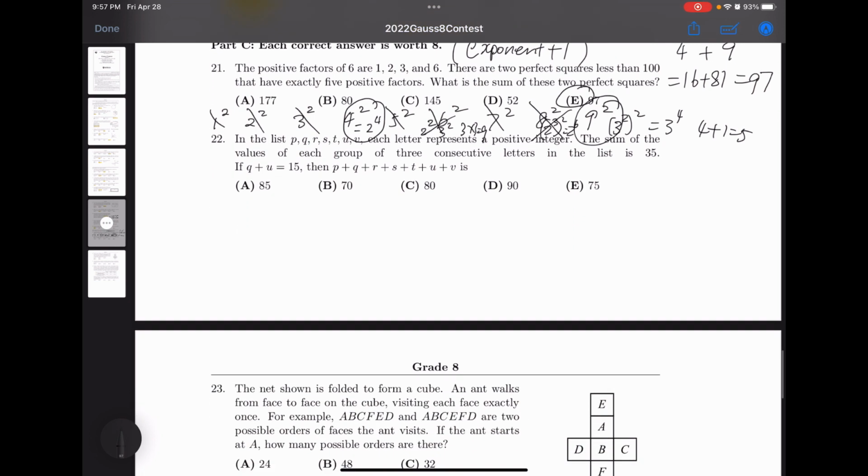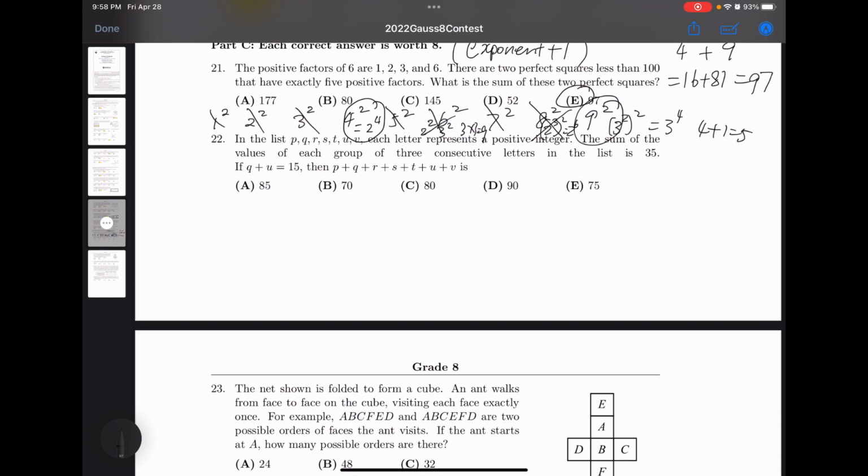Number 22. In the list P, Q, R, S, T, U, V, each letter represents a positive integer. The sum of the values of each group of 3 consecutive letters in the list is 35. If Q plus U equals 15, then what is P plus Q plus R plus S plus T plus U plus V?